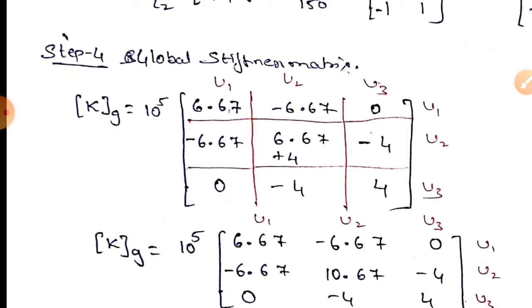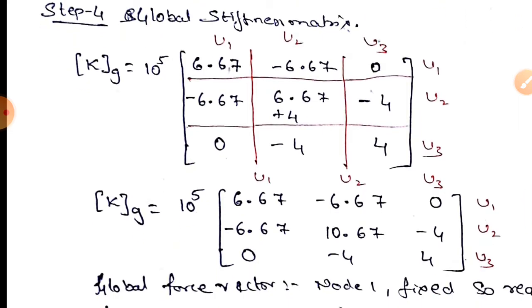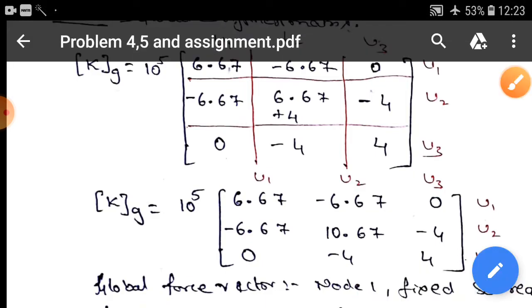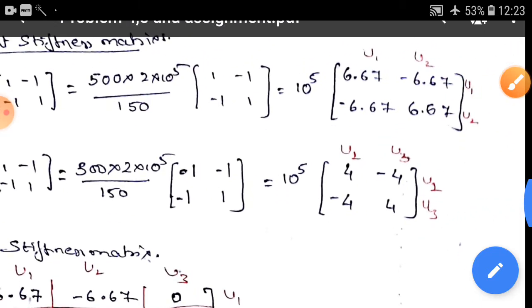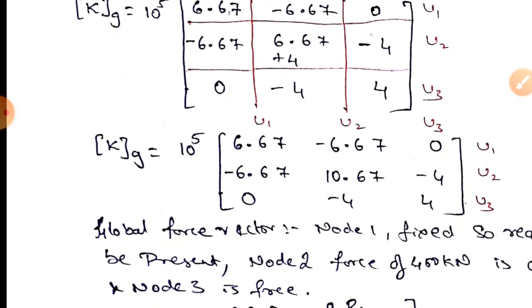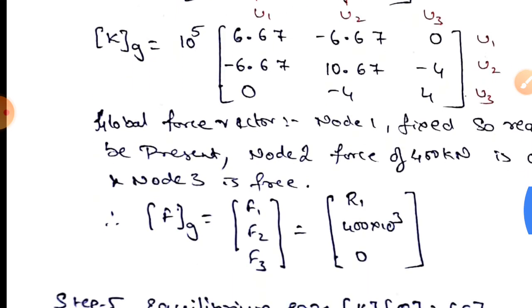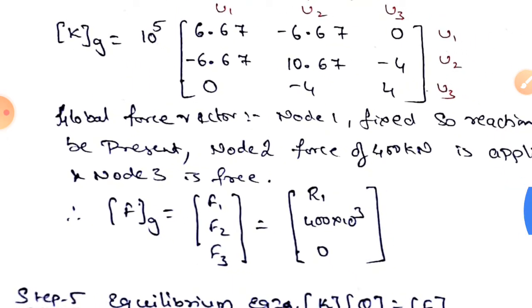How to write the global stiffness matrix? The size of the overall stiffness matrix will be 3 by 3, because 3 is the number of nodes present and the number of degrees of freedom for each node is 1. 3 into 1 becomes 3. 3 by 3 is the square matrix for the global stiffness matrix. Now refer to the u1 row u1 column, u1 row u2 column, u1 row u3 column, u2 row u1 column, and so on, from each of these element stiffness matrices. Substitute the values, simplify it, and you will get the global stiffness matrix.